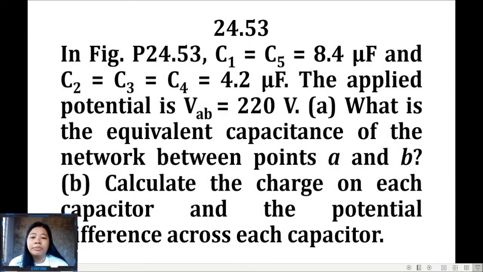And then for problem 24.53, in figure P24.53, C sub 1 is equal to C sub 5 is equal to 8.4 microfarad, and C sub 2 is equal to C sub 3 is equal to C sub 4 is equal to 4.2 microfarad. The applied potential is V sub AB is equal to 220 volts. What is the equivalent capacitance of the network between points A and B? And letter B, calculate the charge on each capacitor and the potential difference across each capacitor.